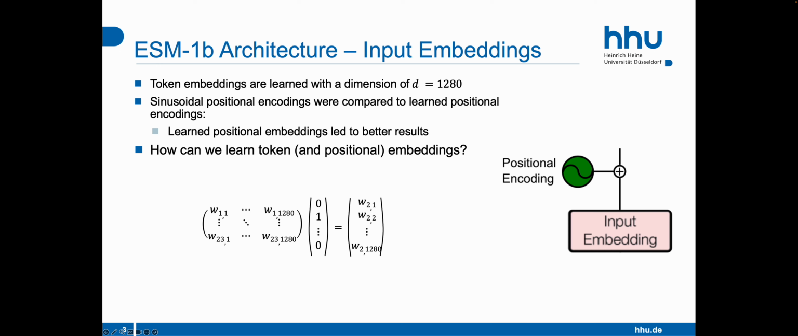This works very similar for the positional encodings. Instead of having 23 rows, the number of rows depends on the maximum sequence length that is allowed. And in the case of the ESM1B model, the maximum sequence length was set to 1024. So we would have a 1024 by 1280 dimensional matrix that stores the learnable positional encodings, and we would also encode the different positions of an input sequence in a binary one-hot encoded vector to access the different positional embeddings.